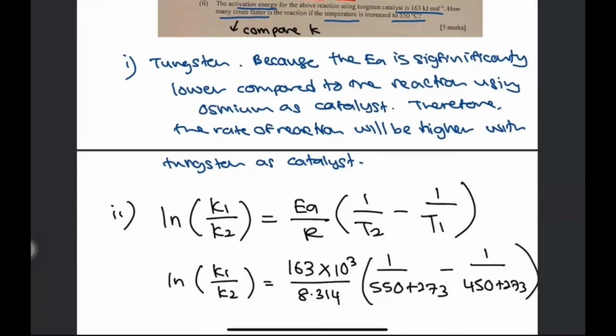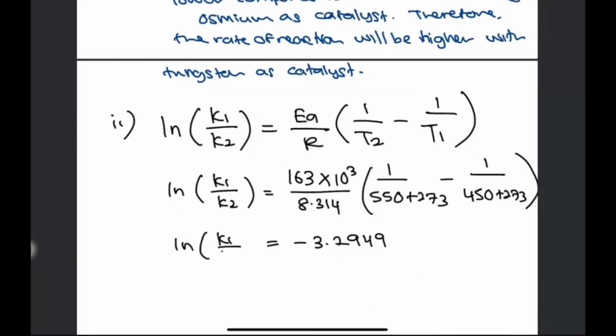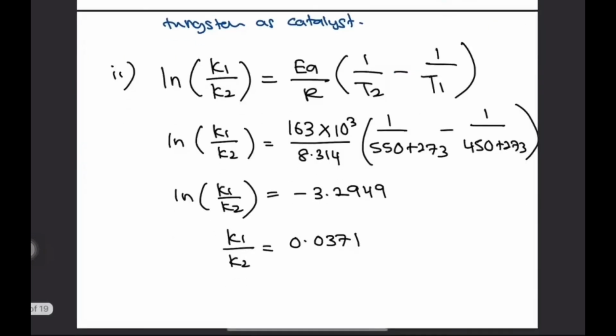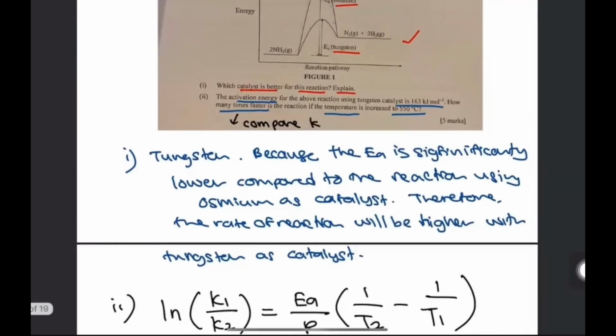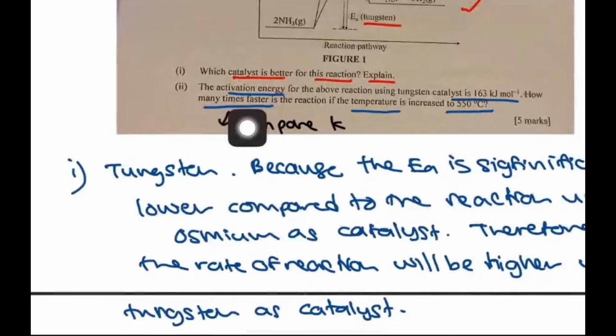Now, can I get the answer, please? That is equivalent to ln k1 over k2. Can someone shift ln and give me an answer? Okay. So now you can see that the ratio between the first and the second rate constant is 0.0371. Now the question is not asking for the ratio. What is the question asking? The question is asking how many times faster.